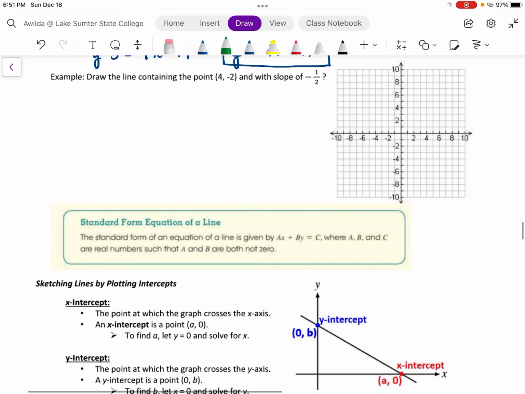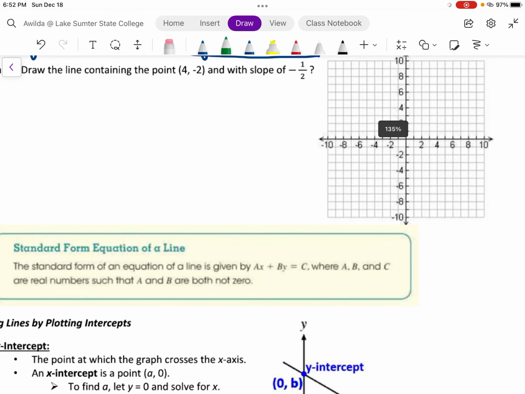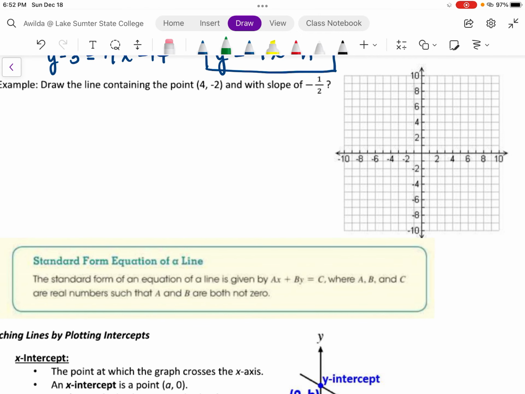Next, let's practice graphing a line if we know its slope and if we know one point on the line. Let me make this a tad larger so that we could see what's going on. So we know this line passes through the ordered pair (4, -2). Let's go ahead and graph that point. 4 to the right of the origin and then 2 down. Because we know the slope is -1/2, we can use this to navigate to another point on the line.